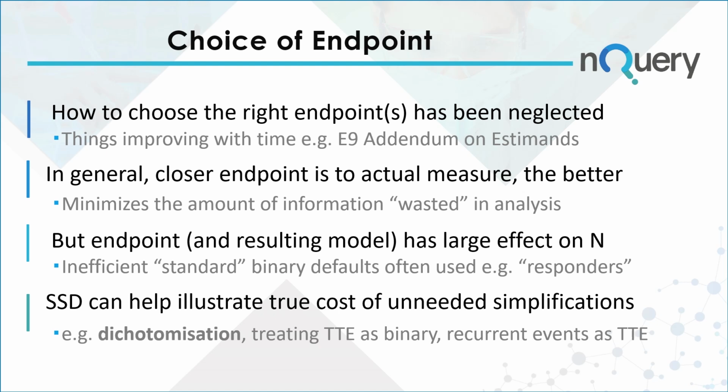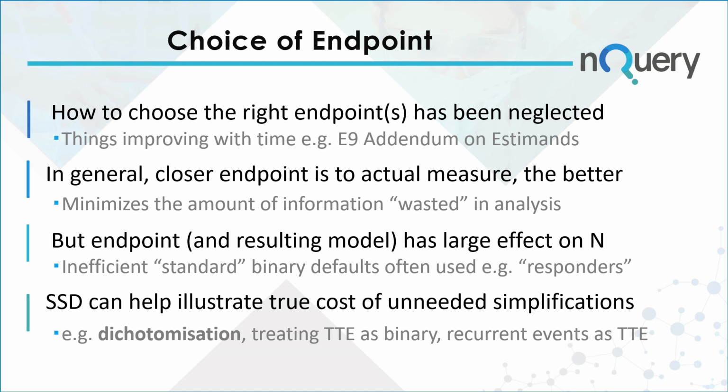And so sample size determination, as I said, can help you illustrate the true cost of those unneeded simplifications. And hopefully by doing so, you can convince other people why you want to make the choice that you have. Because people obviously like the idea of, say, yes, no, or time, like they're more familiar with log rank tests than they are with negative binomial models. Or they had an event, so let's just treat it as a binary event rather than, say, taking the time to event, and all these kind of choices that I've talked about that are on the slide.